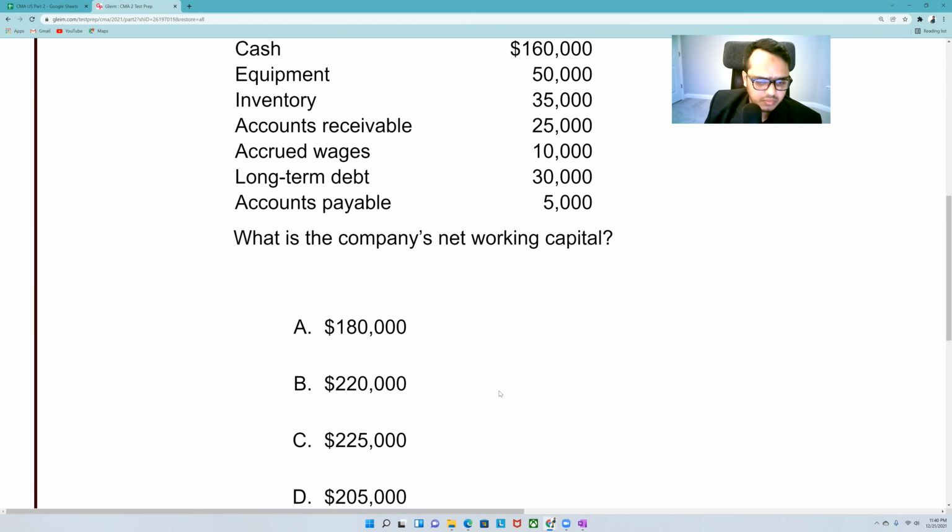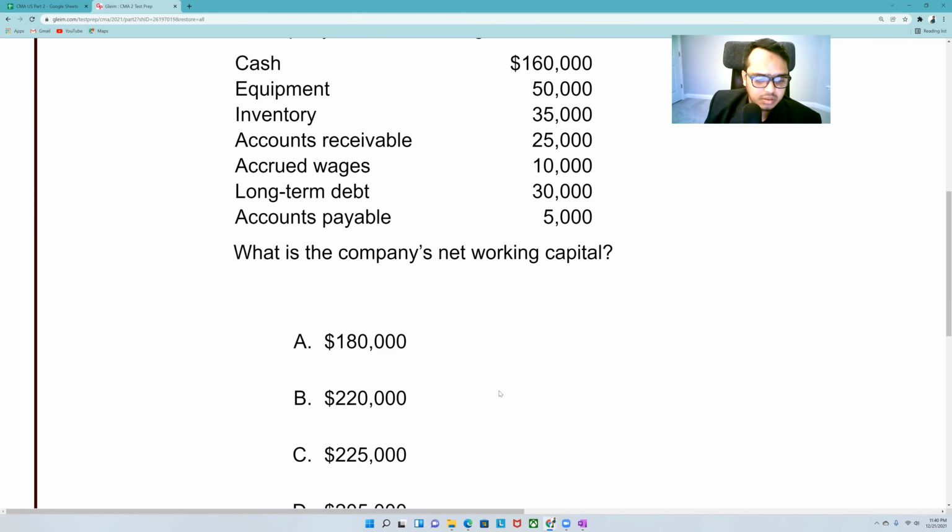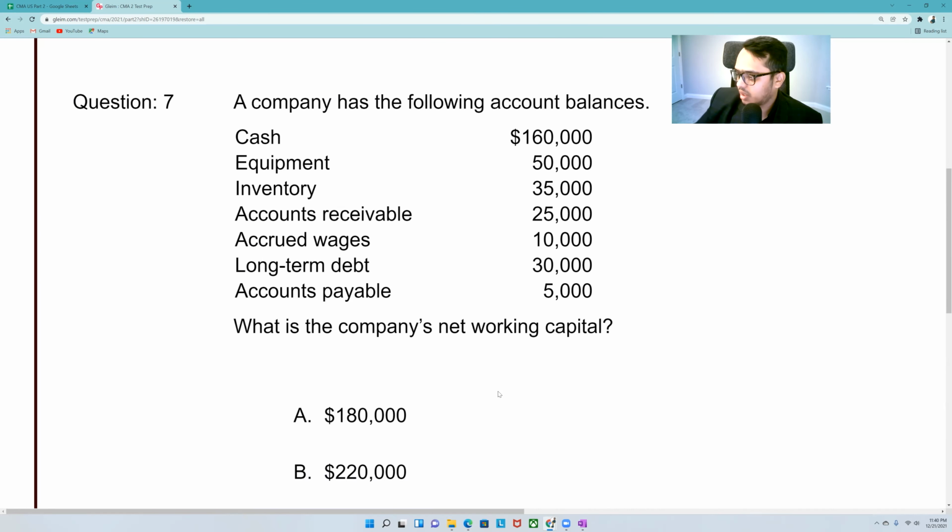Sorry, what did I do here? Did I do something wrong? Maybe in the calculations I did something wrong. Cash is 160,000 plus 35,000 plus 25,000.